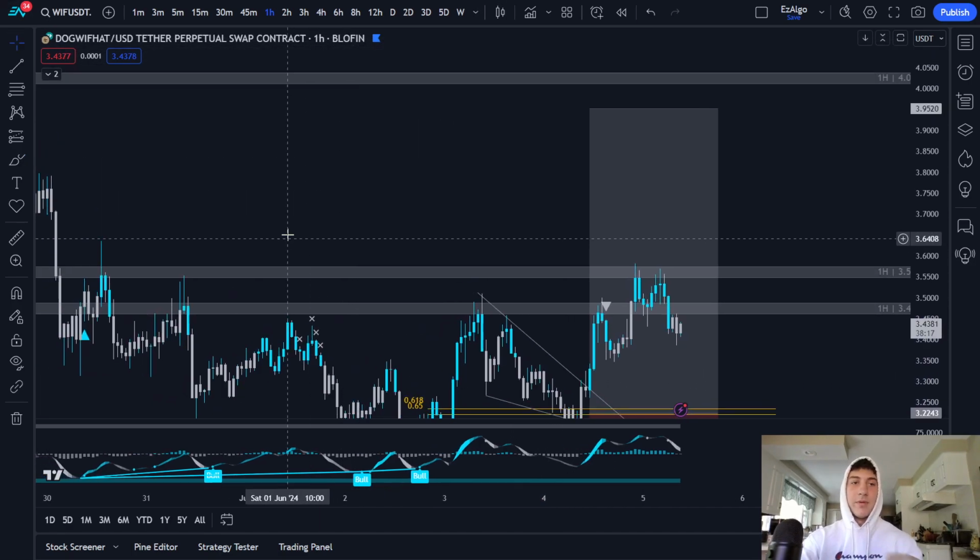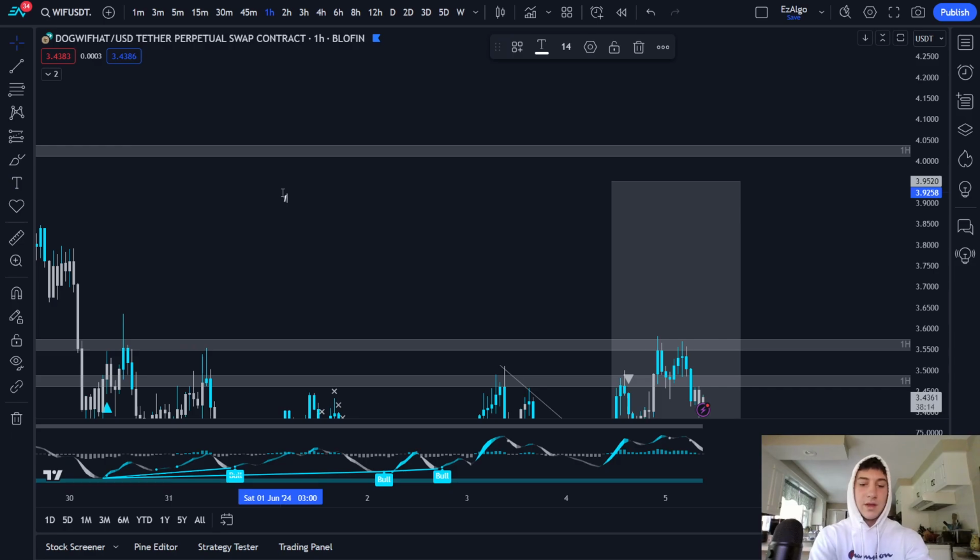So there are two main types of pullbacks. There is a corrective pullback.